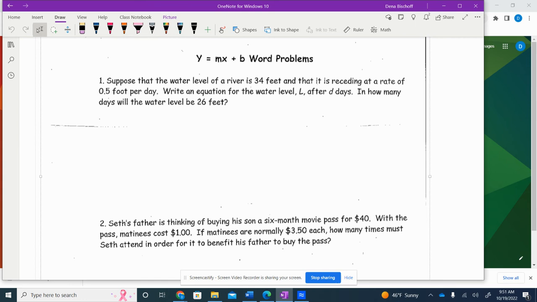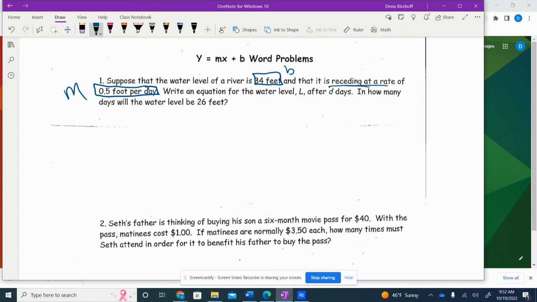So number one, suppose that the water level of a river is 34 feet. This is the beginning amount. And it's receding. Receding means it's going down at a rate of 0.5 feet per day. This is my slope. Write an equation for the water level, L, after D days.